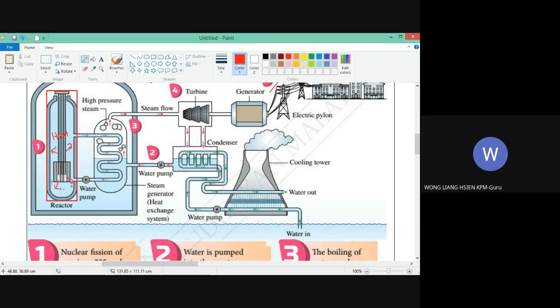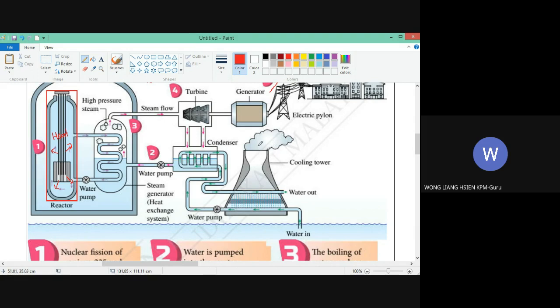So the water is pumped in to cool down the steam. Cooling down means the water will absorb the heat energy from the steam, so the water becomes hot. The hot water will flow out and into the cooling tower. In the cooling tower, you have a cooling pin. It will absorb the heat energy and turn to steam. Okay, release the heat energy.